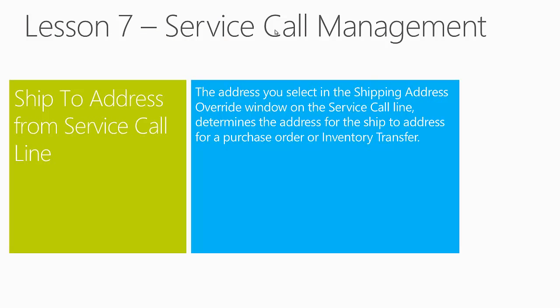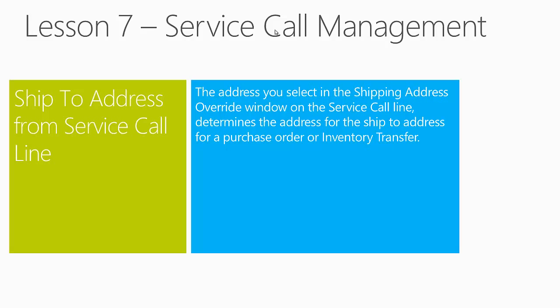Lesson 7, Ship to Address from Service Call Line. The address you select in the Shipping Address Override window determines the address for the ship to address for a purchase order or inventory transfer. You can select from Technician Site, Customer Address ID, Miscellaneous Address Code, or Transfer Header Modified.